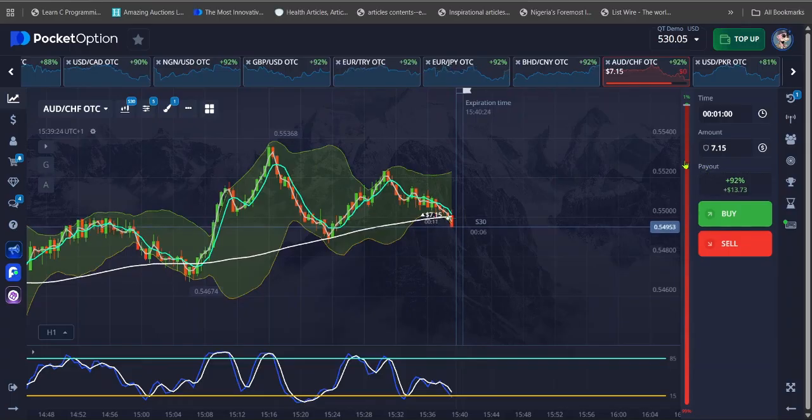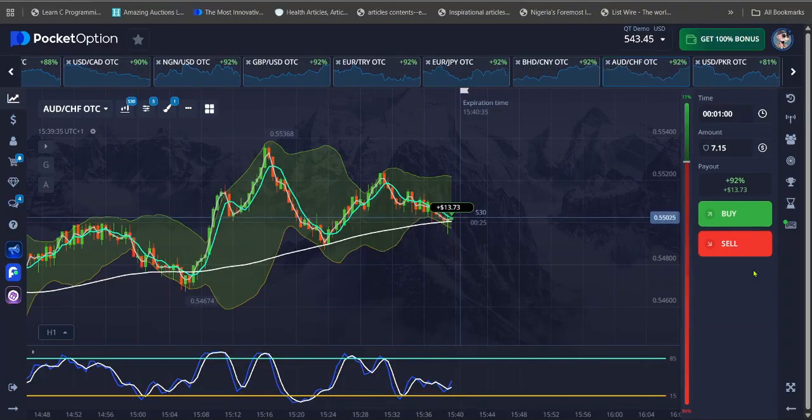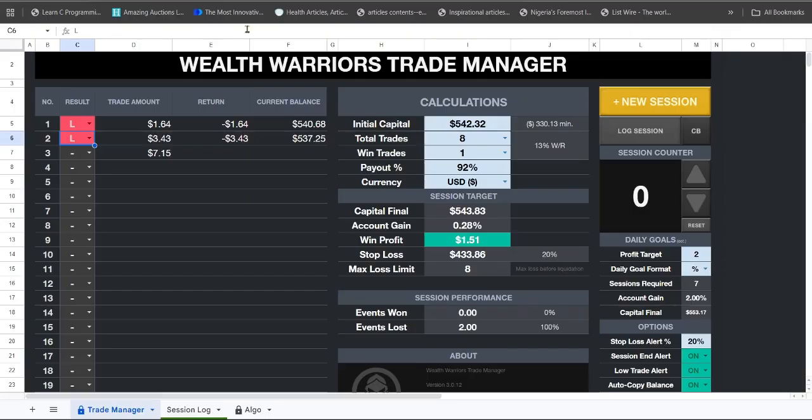All right, so you can see that the price action just broke through the, okay, is that a win for us? Wow, I think that is a win. Yeah, that is a win. So my analysis was correct, but wow, that was a surprise win for us. So we won that trade. So here we'll mark it as a win.